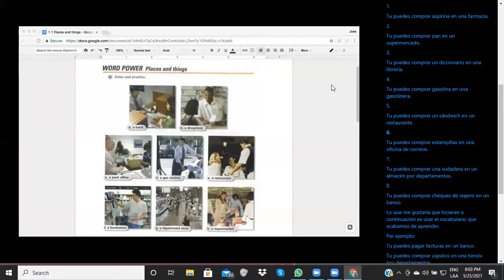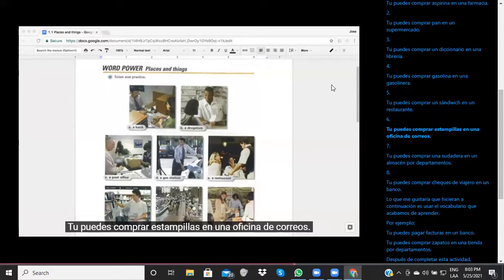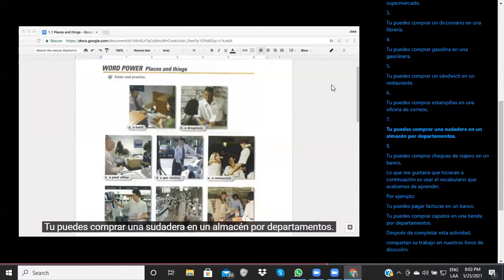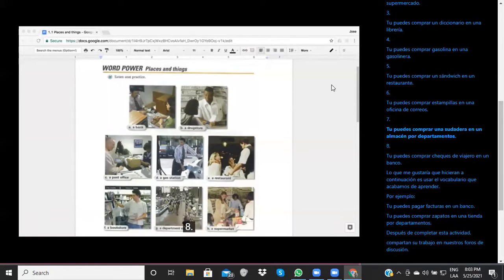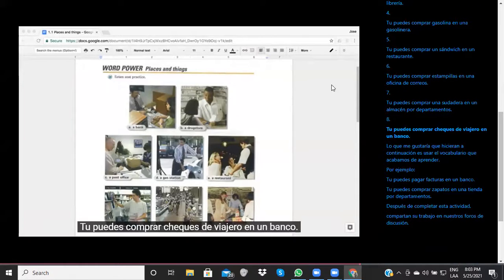Six. You can buy stamps at a post office. Seven. You can buy a sweatshirt at a department store. Eight. You can buy traveler's checks at a bank.